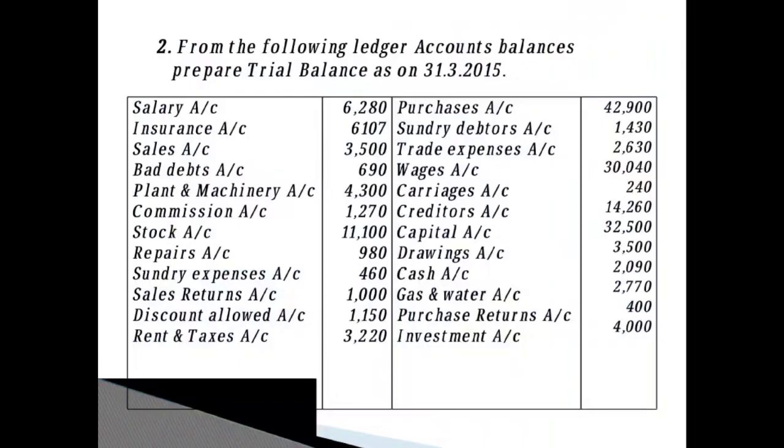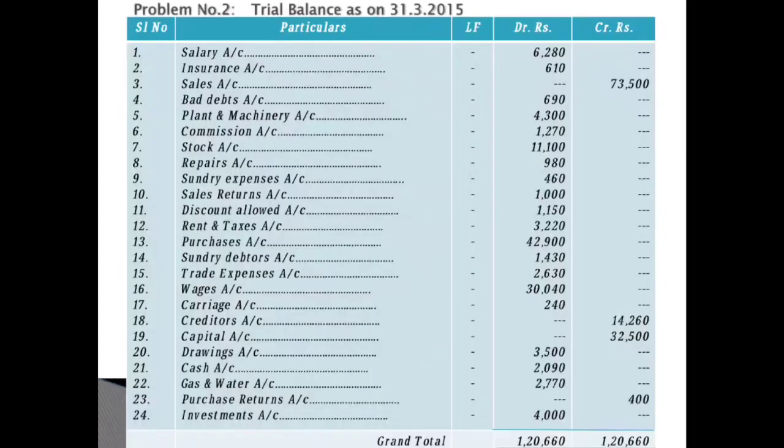The next you have the 22nd one. Which one is it after cash account? Gas and water account. So what is gas and water account? It is an expense, right? Because it is for gas and water, whatever expenses amount we have spent. So gas and water is an expense for us, 2,770, which shows debit balance for us. So we are going to record it in a debit column. 22nd, gas and water account 2,770.